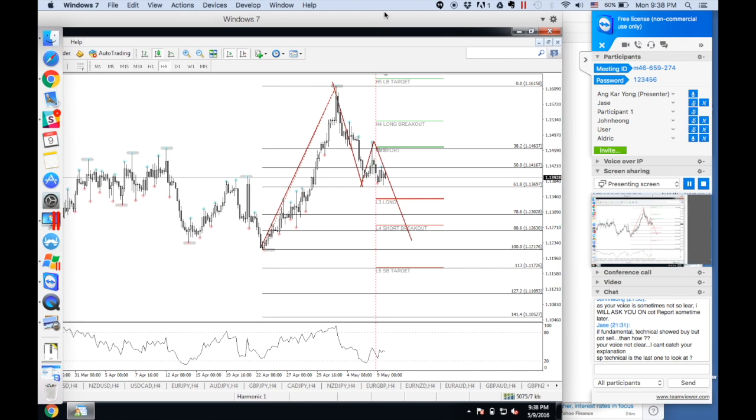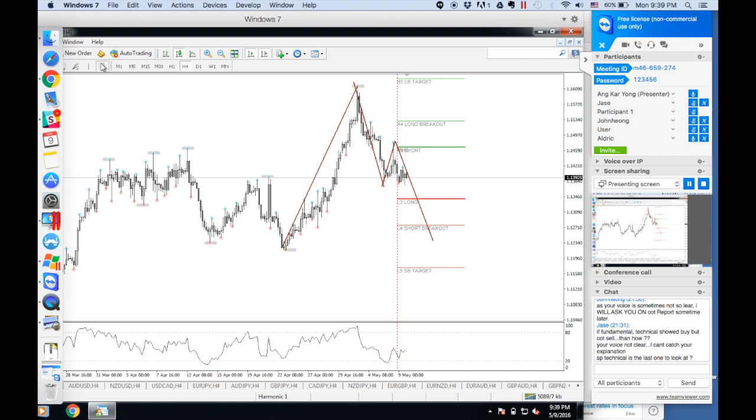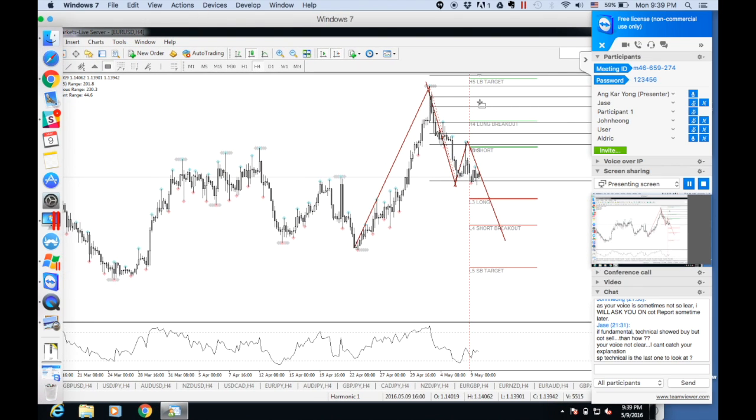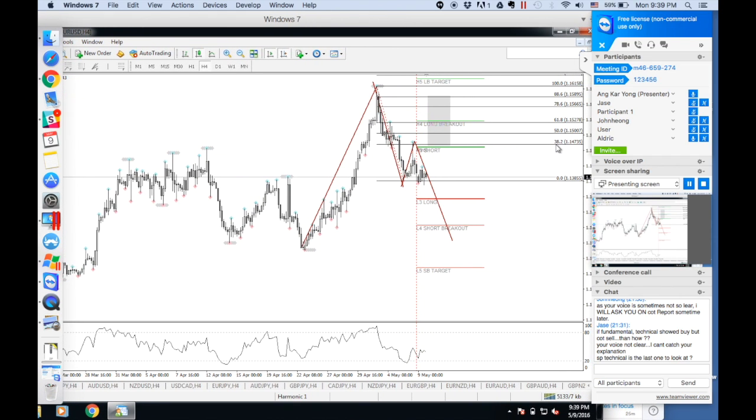Okay, and the next thing you want to do is measure whether your C point meets the criteria. So to measure this C point, I need to pull from this A point all the way to your B, and you can see it comes up to 38.2. So the region that is valid is from 38.2 to 88.6, right, over here. So what you see is that this is a huge region and price managed to hit that region. So this point is valid.